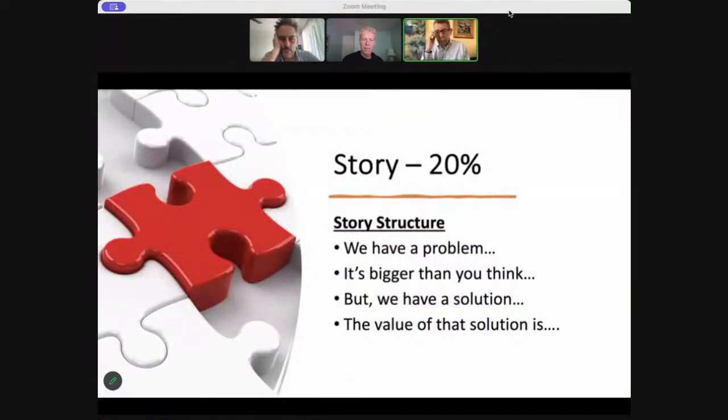The story structure that works most easily, there are about 7 major story structures in literature, but the one that works for us, that's pretty easy to remember, is this: that we have a problem, it's bigger than you think, but we have a solution, and the value of that solution is X.